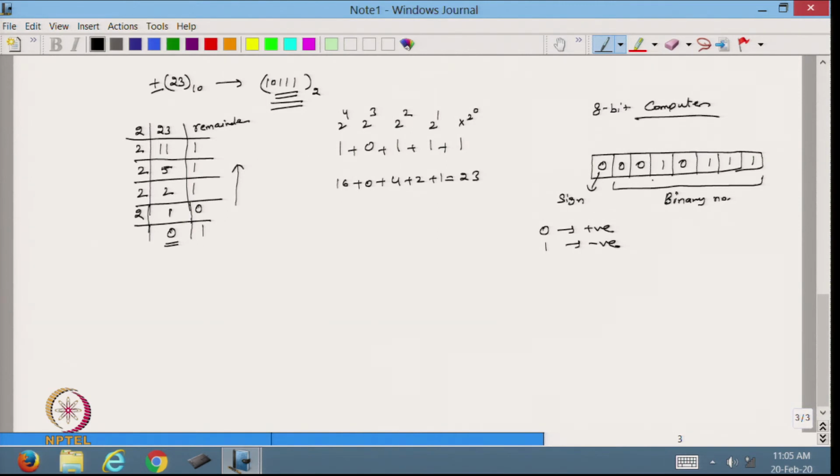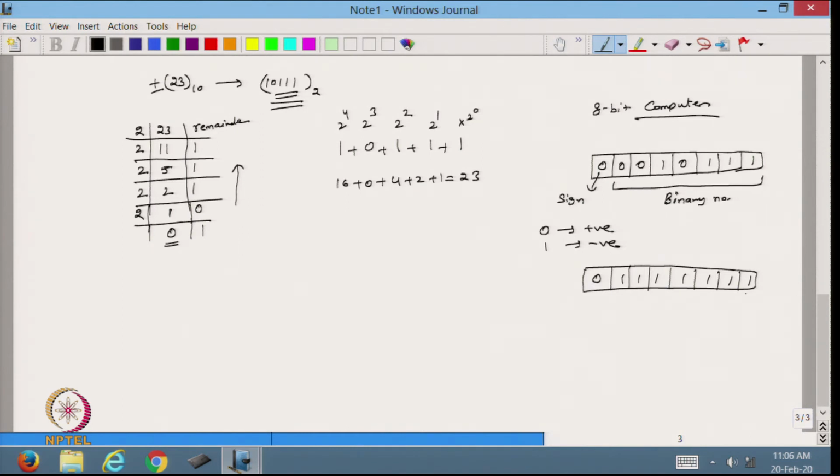So suppose I have an 8-bit computer and I want to check what is the maximum number we can save. In this case the maximum number that can be saved is when all values are 1. So 1 1 1 1 1 1 1. So there are seven 1s and here is the sign. Suppose I take 0, so the positive sign.